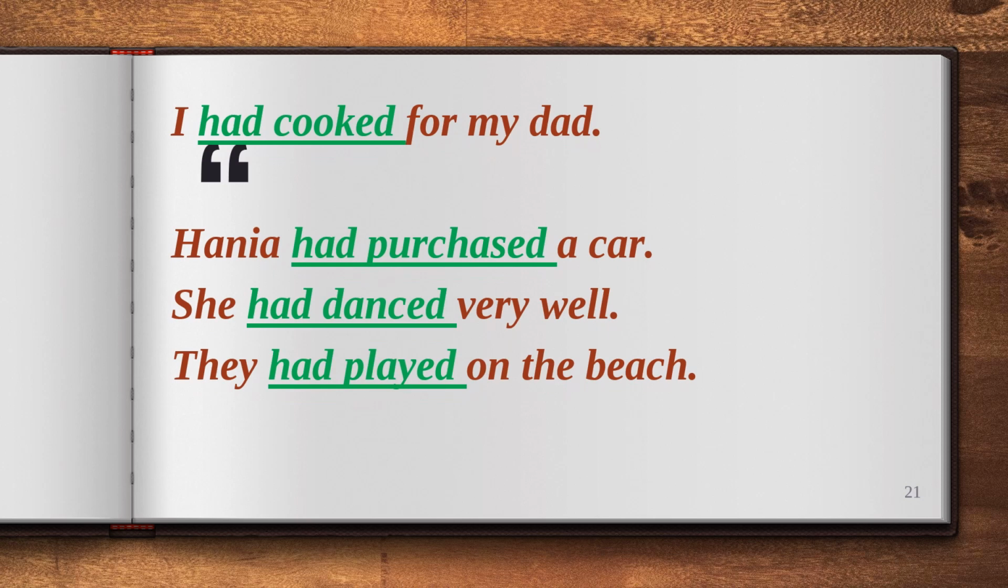I had cooked for my dad. Hania had purchased a car. She had danced very well. They had played on the beach. Now you can see here the green part shows that I is the subject and the green part showed that had cooked is the formula which we are using for past perfect sentences. Had is the helping verb, cooked is the third form of the verb. And for whom am I cooking? I am cooking for my dad.